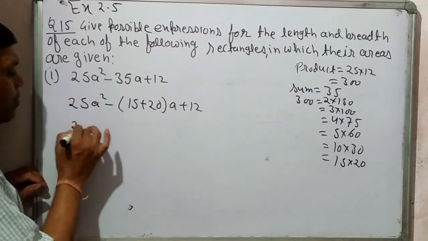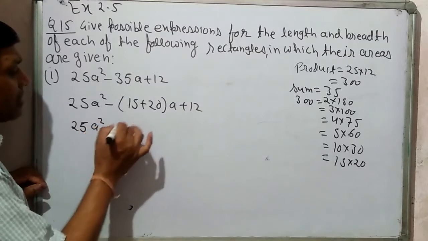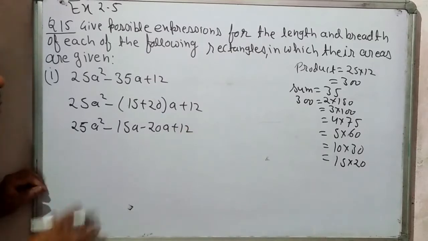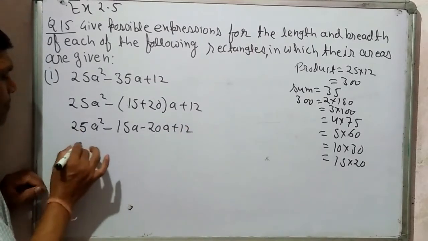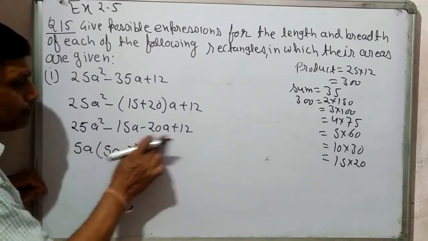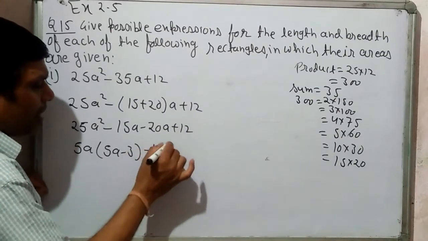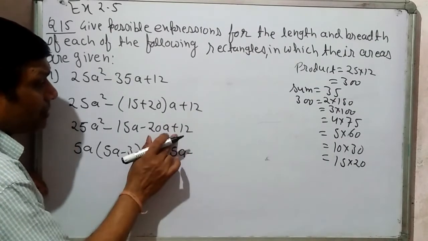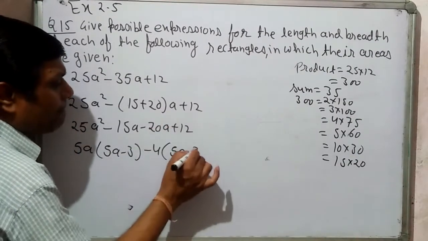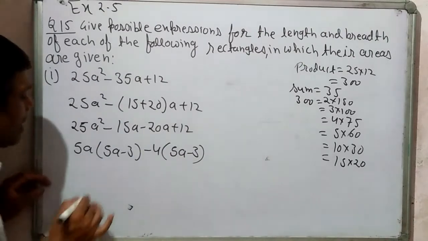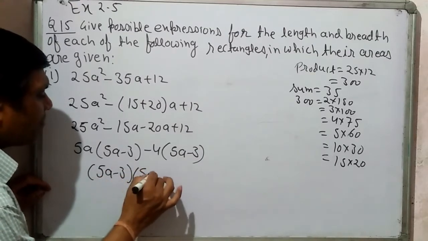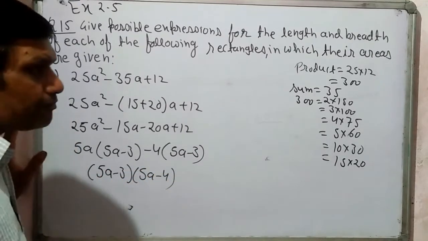What we get is 25a square minus 15a minus 20a plus 12. Take common out, 5a will be there. We get 5a minus 3. 4 common, minus 4 common. We are taking the minus sign common, so the positive will change. What we will get is 5a minus 3 multiplied with 5a minus 4.